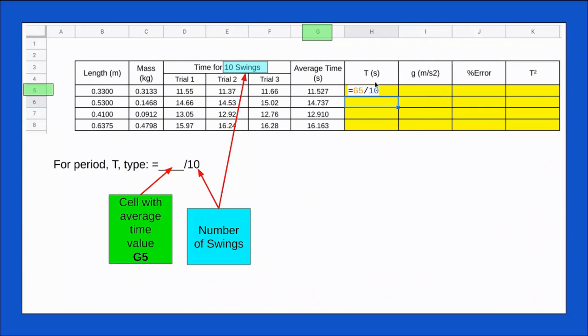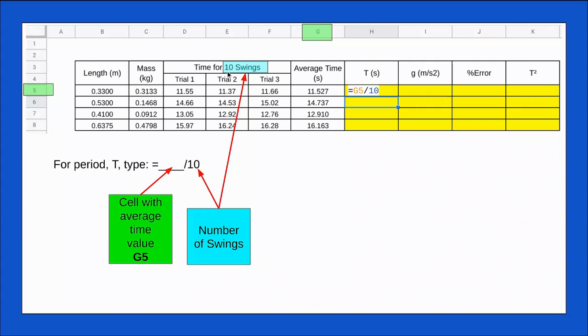Next, to get the period calculation, period by definition is the time for one cycle or one swing. We took the times for 10 swings. So in this spreadsheet, I have labeled that. Pay attention. It may not always be 10 swings. It could be 20. It could be 15.